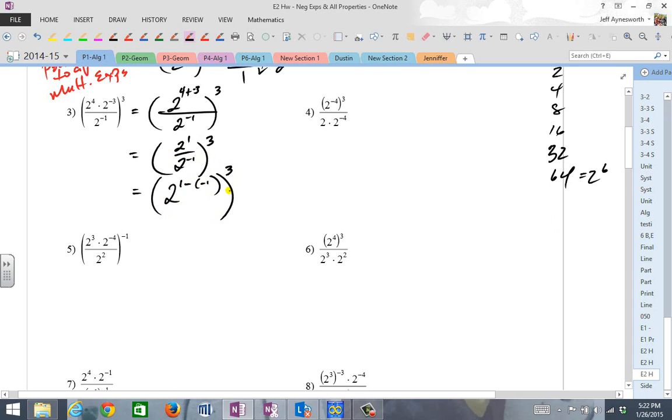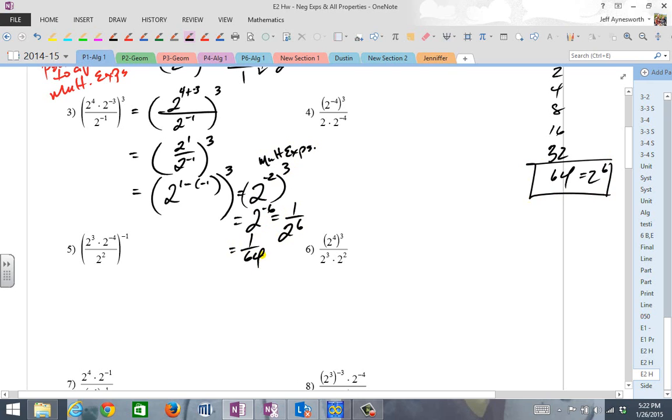Notice that I'm staying inside the parentheses here. 1 minus negative 1 is negative 2. So 2 to the negative 2 power, raised to the 3rd. What is that? Well, we have now a power to a power, so you multiply exponents. That's 2 to the negative 6. Then you rewrite it as 1 divided by 2 to the 6th power, and as we just discussed earlier, that's just 64. So this is equal to 1/64. It's a fraction. And that's how it's done. You just simplify and go step by step.